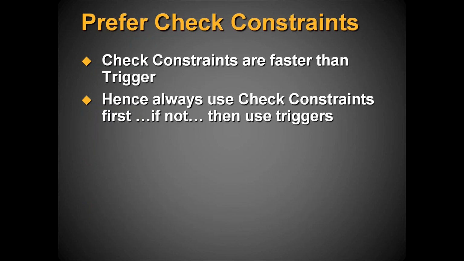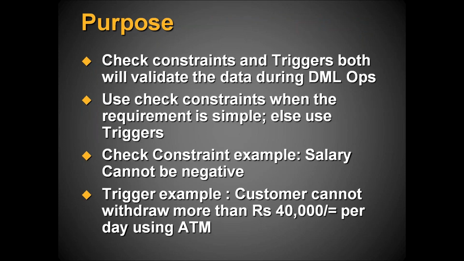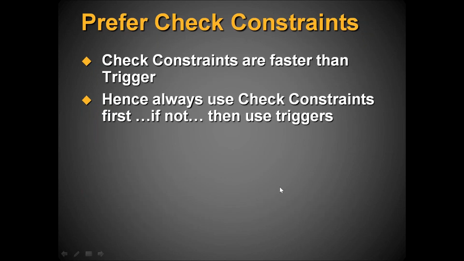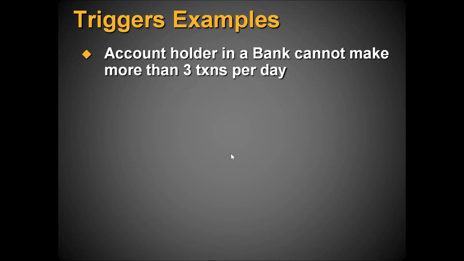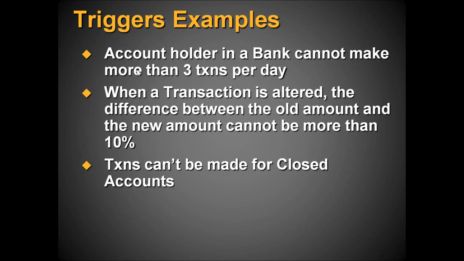So prefer a check constraint. Check constraints are faster than triggers, hence always use a check constraint first, if not then use triggers. Shall we write any check constraint on this requirement? Is it possible? No, right? So in that case go with the triggers, that is the thing. These are some examples.